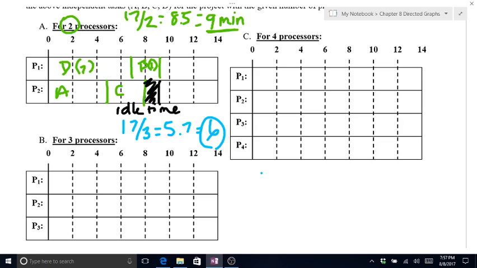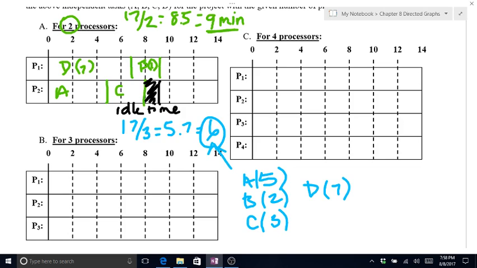Remember, our task took 5 minutes. A takes 5 minutes. B takes 2 minutes. C takes 3 minutes. And D takes 7 minutes. So, what's our problem between our time and how long it takes one of our tasks to be completed? This can never be less than our largest amount of time. So this actually is going to have to take 7 minutes.